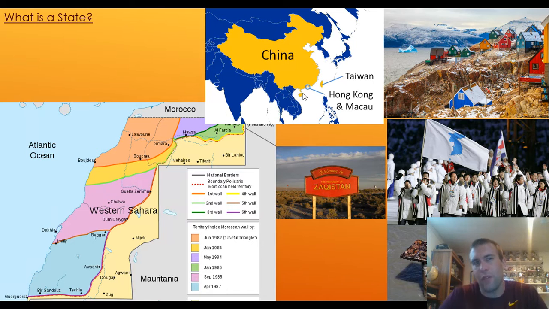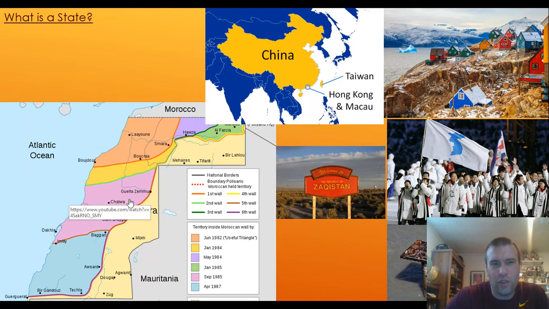Hong Kong and Macau, are they states? No, they're not. For a long time after they were turned over from the British and Portuguese, respectively, Hong Kong and Macau functioned under the one country, two systems, also known as two cities, three systems. China is now putting more influence there as time has moved forward, but they're really not a state. But they do function kind of like one.